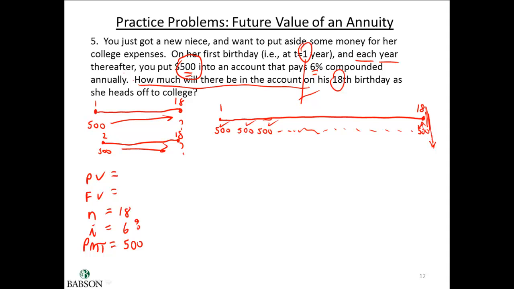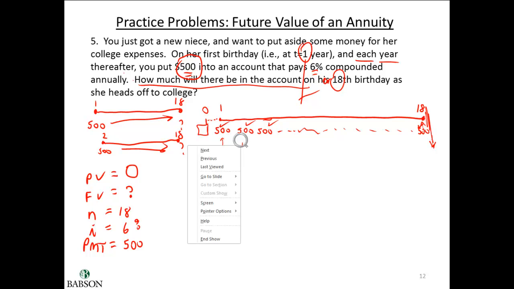What about present value and future value? One of these we're going to be solving for. How much will there be in the account on, I should read, her 18th birthday? So we're going to be finding the future value. How about present value? That's going to be 0. We don't have anything today put into the account. If the problem was different and said you start with $2,000, then you put $500 per year in, then we would have a present value to plug in. But in this case, we've got 0.